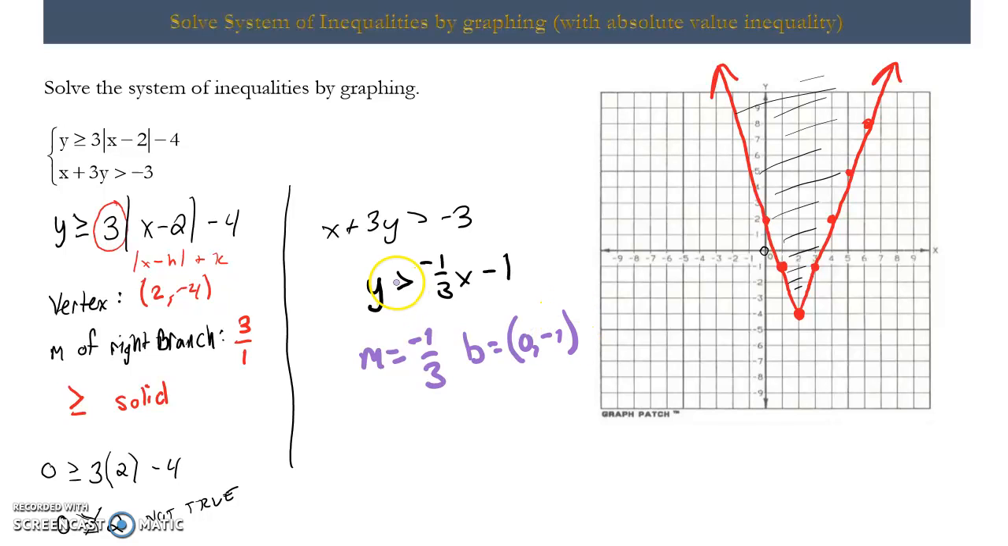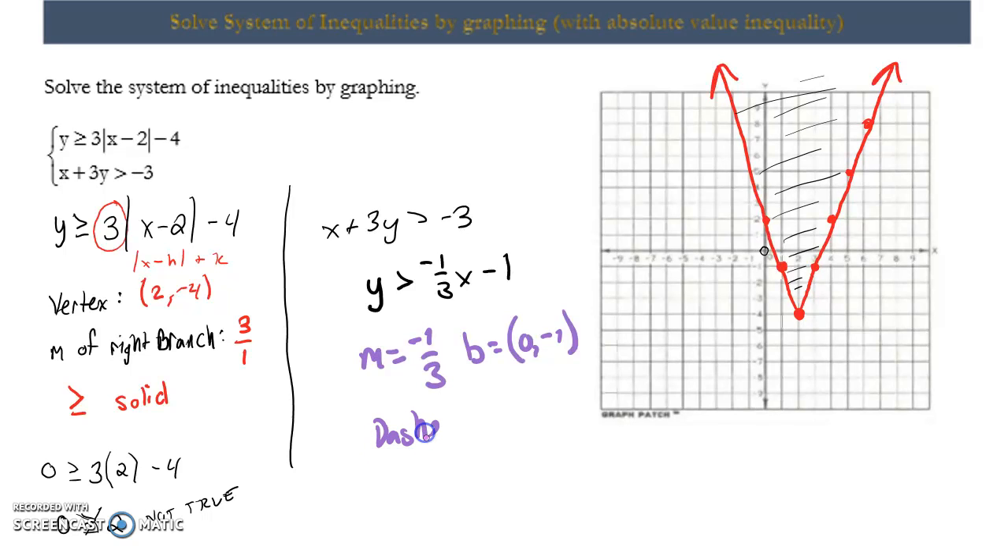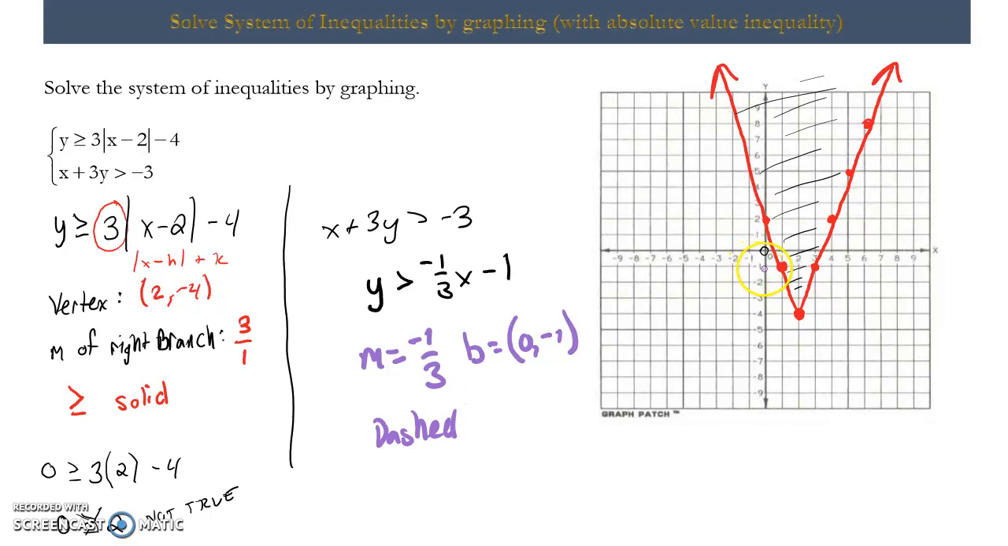Because of my symbol, I am going to graph this as a dashed line. Start at negative 1, and I'm going to go down 1, right 3. Down 1, right 3. That's my dashed line that I will graph. Going quick, so my accuracy is not very good.